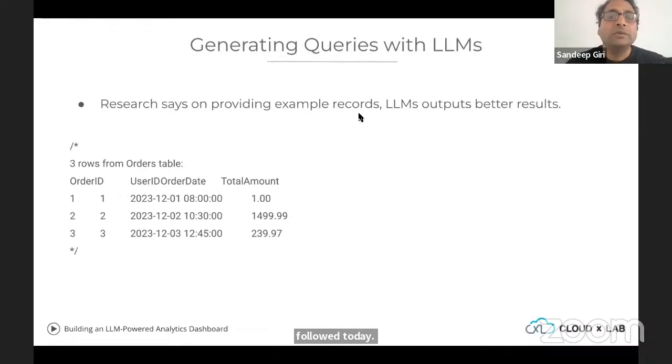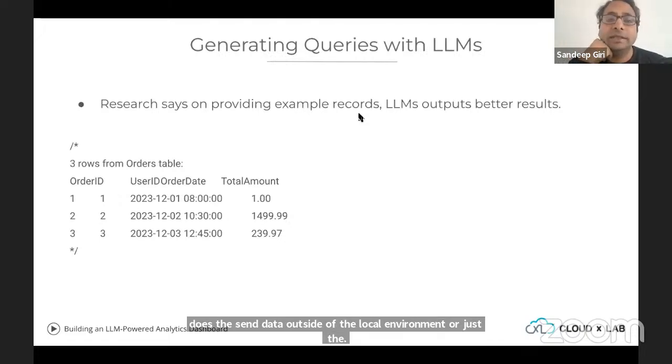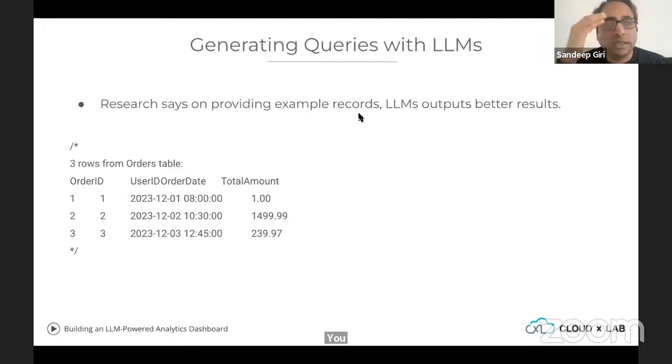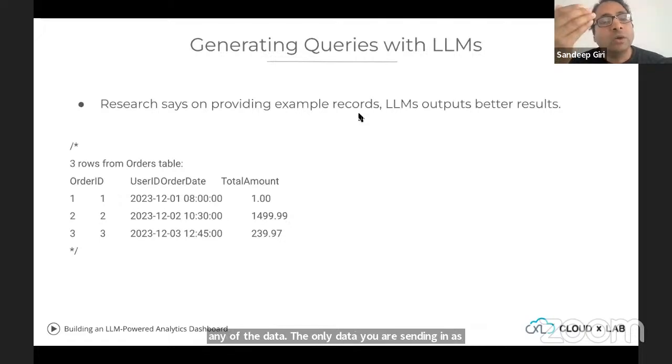A question from Piyush is, does this send data outside of the local environment or just the metadata? You're just sending the metadata. You're not sending any other data. The only data you are sending, as Shubh just demonstrated, is a couple of rows of the data. Those rows can be synthesized, and you can just hand code them manually so that it is easier for the LLM to understand your structure and so on. So only the metadata is what you're sending.